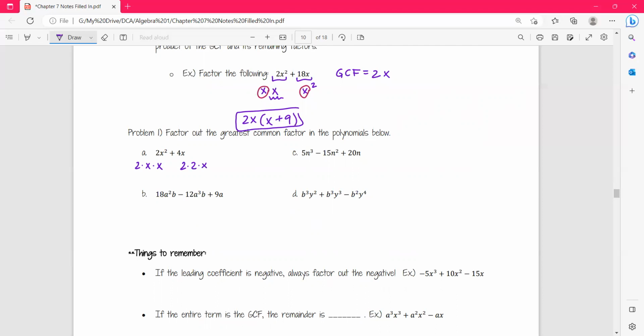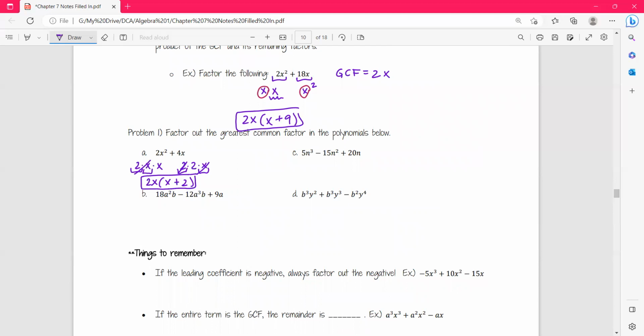Well, they both have a 2, and they both have an x. So that's my GCF. I'm going to take the GCF out of both of these. And what's left? I'm going to have 1x left over and 2 left over. And that's my factored form by taking out the GCF.